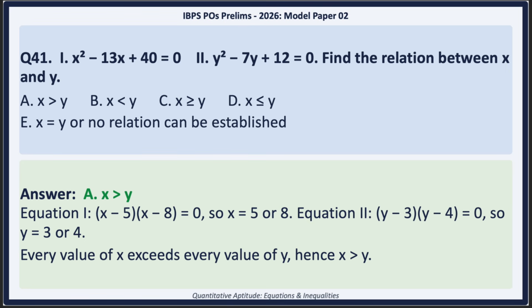So compare them on your scale. Well, no matter which version of x or y we pick, the lowest x, which is 5, is still heavier than the highest y, which is 4. The scale permanently tips toward x, so x is strictly greater than y.